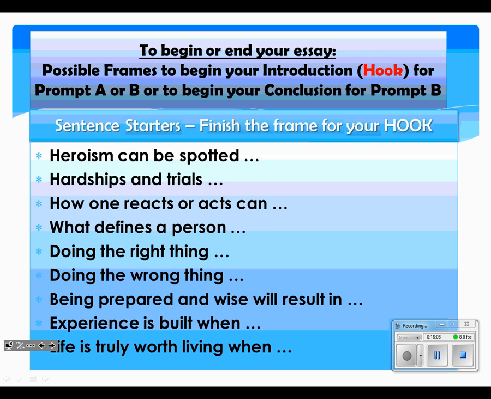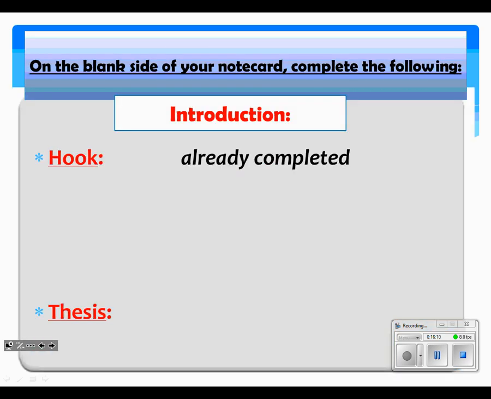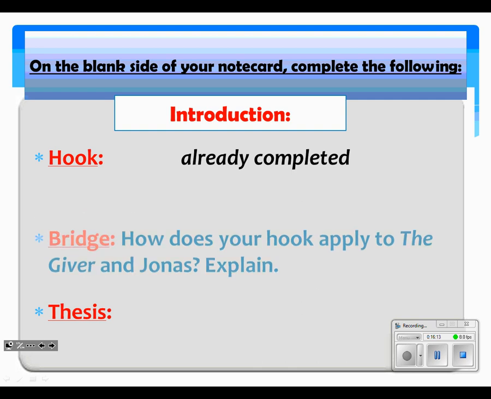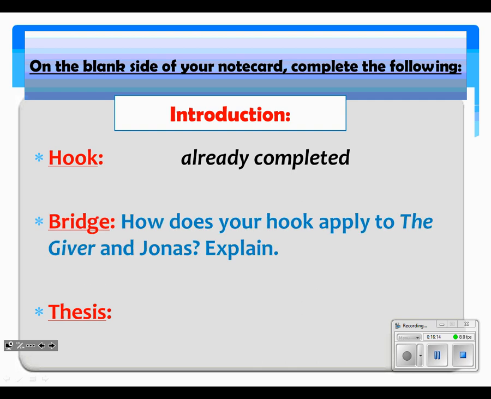Okay, now our next step is going to be the bridge. Okay, you folks should have a hook written down. Now the bridge, how exactly does your hook apply to The Giver, the novel? How does it apply to Jonas specifically? So if you talked about this idea of life cannot be fully lived until, how exactly does that play into the novel? So again, for your bridge, explain to me how the hook really applies to the novel. And that'll be your bridge.